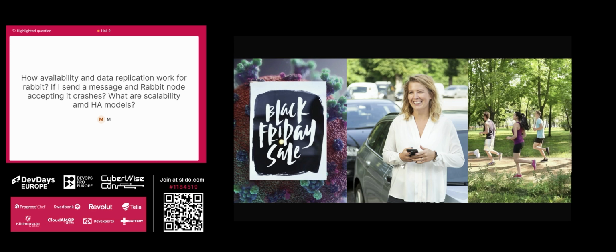If I send a message and a Rabbit node accepting it crashes, what are the scalability and high availability models? You can set up clustering, like I mentioned a little in the end, so you can have 1, 2, 3, 5 nodes or more. But if it crashes, it depends on what you have done. If you're using quorum queues, you have one answer. If you're using classic queues, you have a really bad answer.